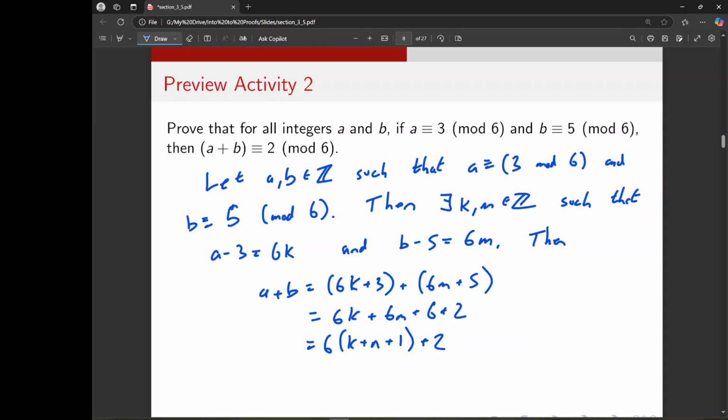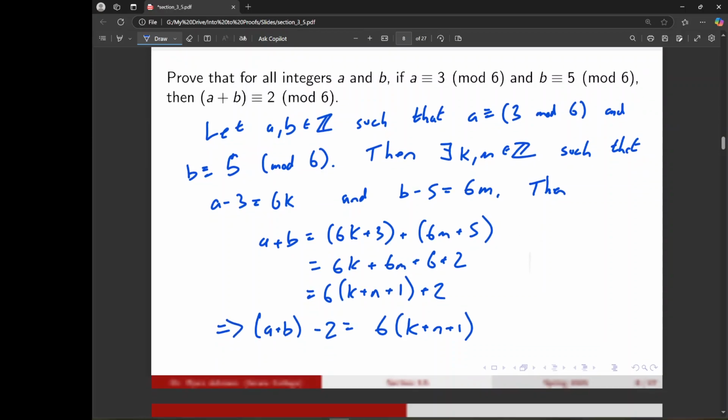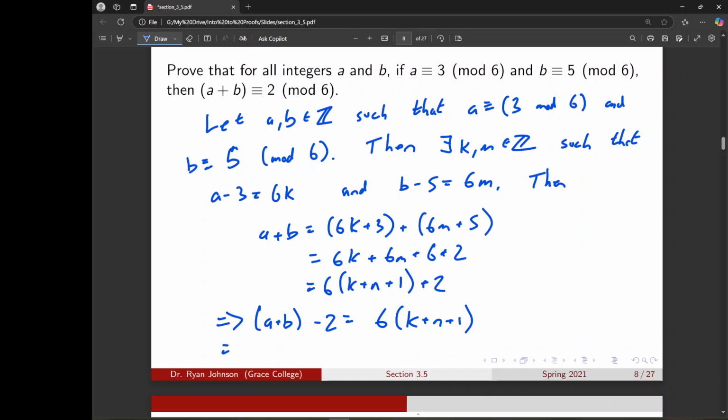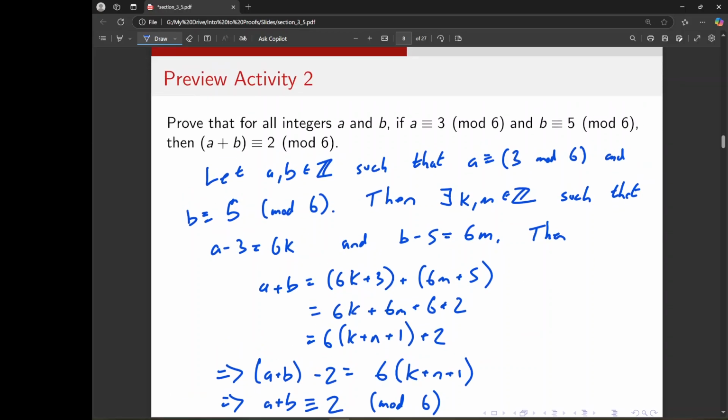And so I'm just going fast and loose. I would use better words here if I had more time. But you can also write this as a plus b minus 2 equals 6 times k plus m plus 1, which implies, do I have no more space? All right, implies a plus b is equivalent to 2 mod 6. And then you'd end it, but we're out of space. So that concludes preview activities 1 and 2.